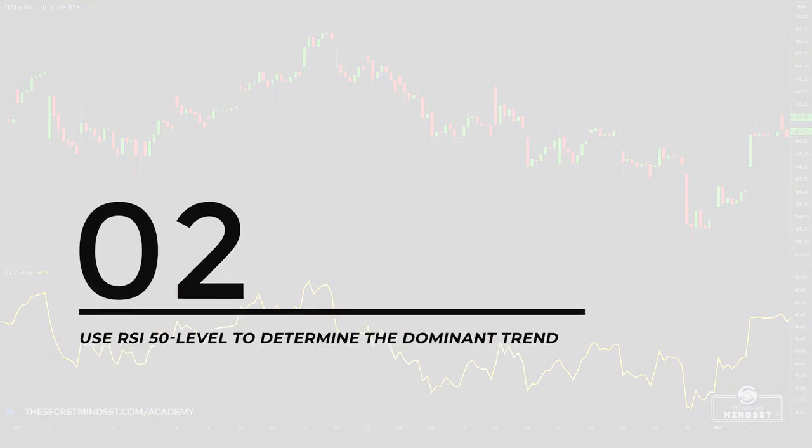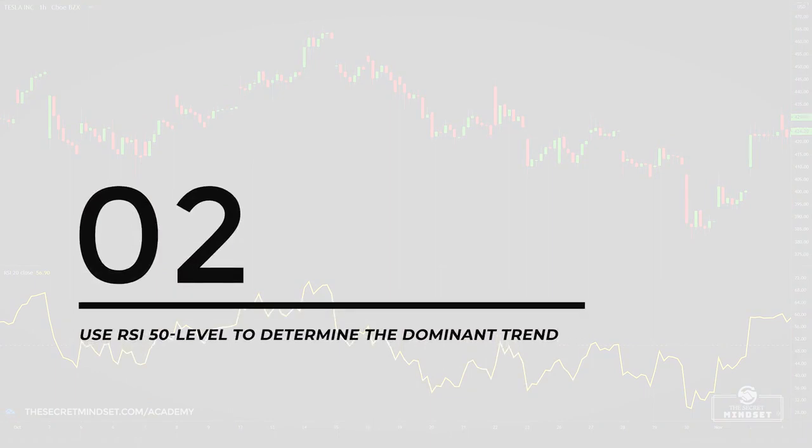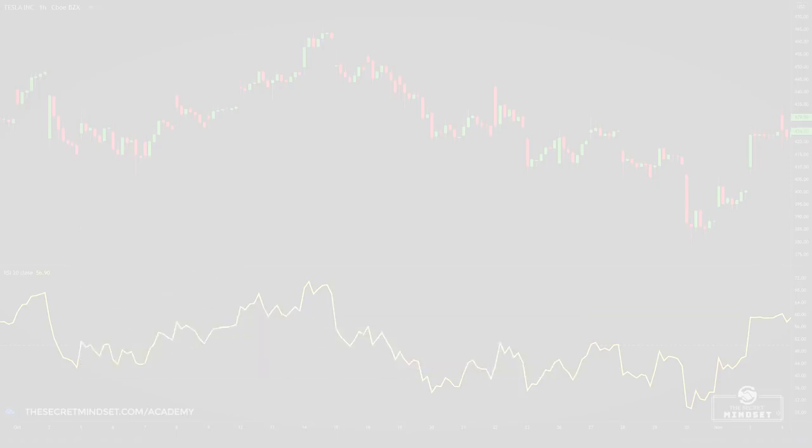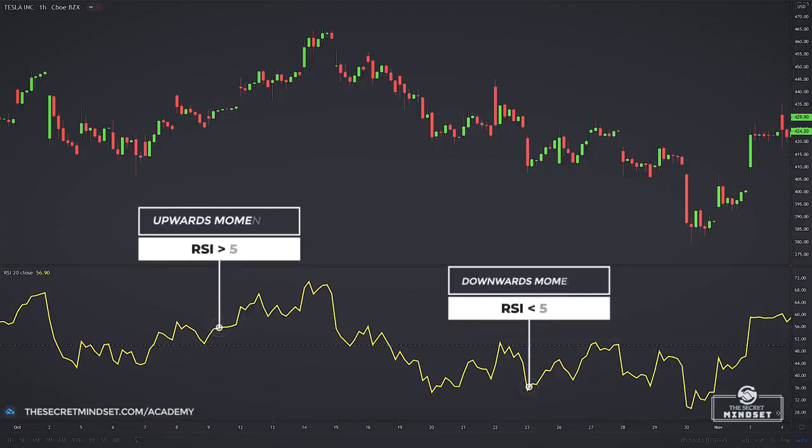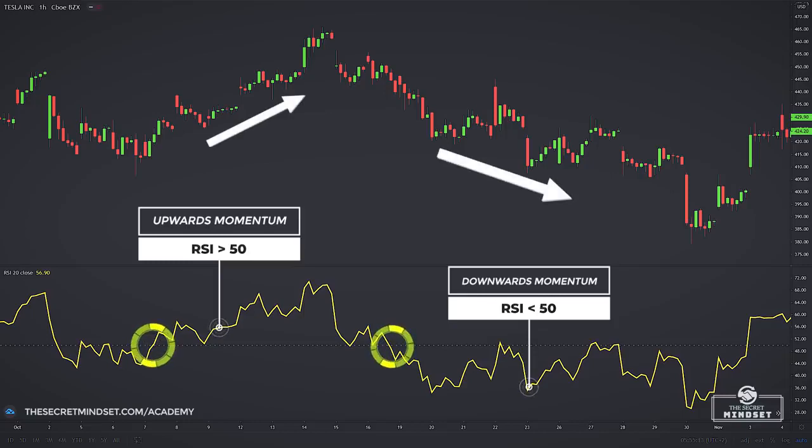Number 2. Use the RSI 50 level to determine the dominant trend. The RSI displays the momentum of the price as a value either above or below 50. When the RSI is above the 50 line, the price has upwards momentum, and when the RSI is below the 50 line, the price has downwards momentum. When the RSI is crossing the center line, the momentum is switching from one direction to the other. And, as in the previous examples, always consider price action when taking a trade.